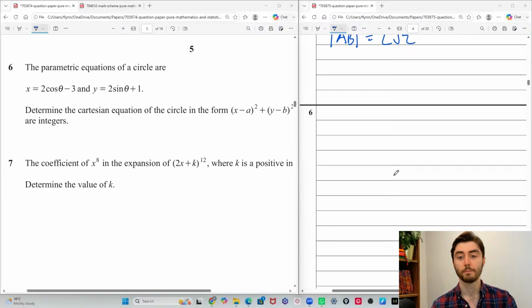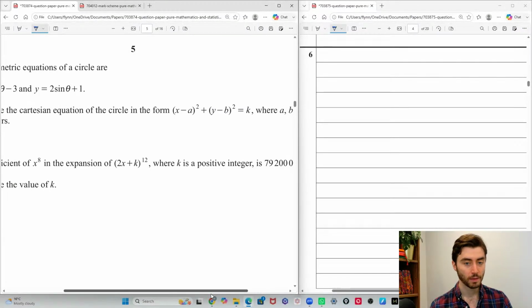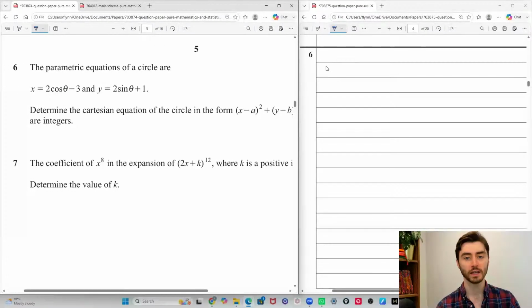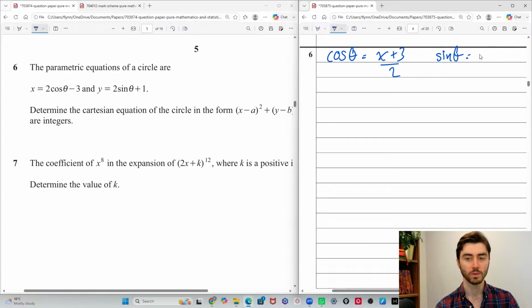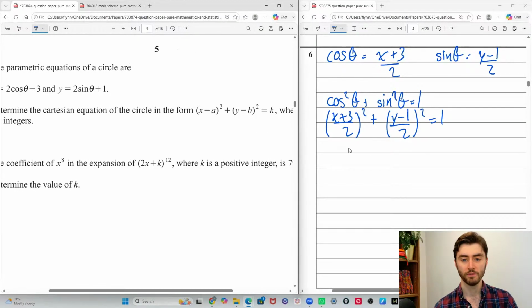Okay, so going back to question 6. Right, parametric equation here. What we're going to have to do is get rid of the parameter theta, because we can see that theta does not exist in the equation we're trying to get. So what we're going to do is to find in the first one that cos theta is equal to x plus 3 over 2. And in the second one, sine theta is equal to y minus 1 over 2. And we're going to use the identity that cos squared plus sine squared equals 1. So that means that x plus 3 over 2 all squared and y minus 1 over 2 all squared equals 1. So let's multiply both sides by 4, and we get x plus 3 squared and y minus 1 squared is equal to 4, and that is the Cartesian equation.